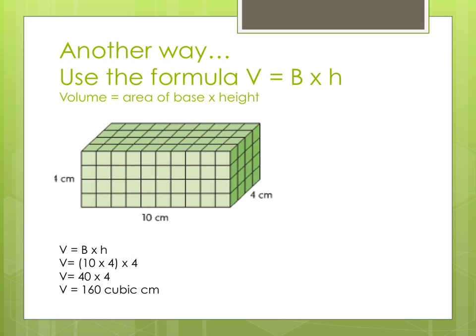Another way is to find the area of a base and multiply that by the height. In this case, the base of this rectangular prism would have 40 cubic centimeter cubes. 10 times 4 is 40. Multiplied by the number of layers you have, which is 4. 40 times 4 is 160 cubic centimeters.